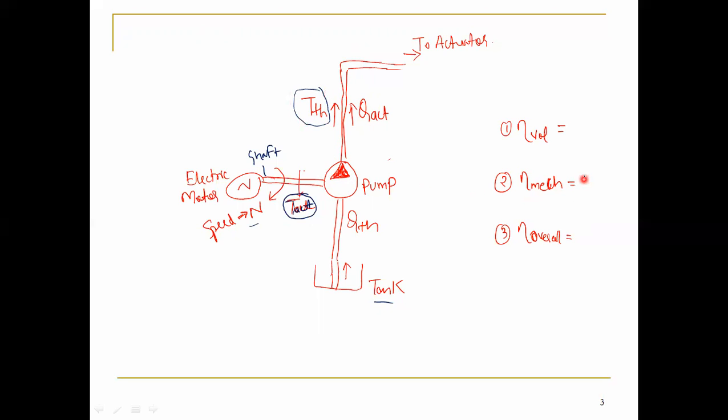So mechanical efficiency, I can write it as output, what is it? This is the output. Output is T theoretical divided by T actual. So you can easily understand this from the diagram.